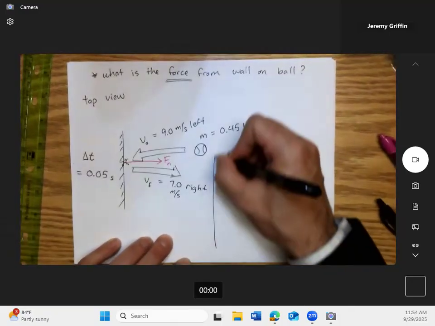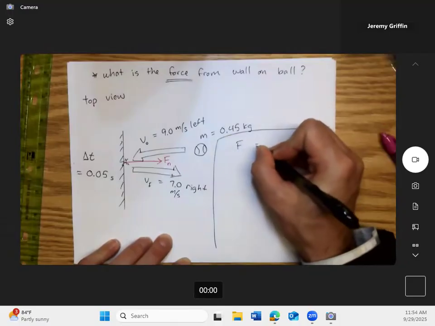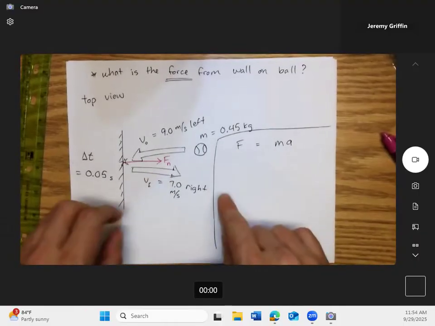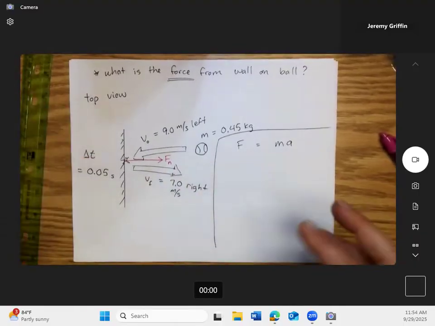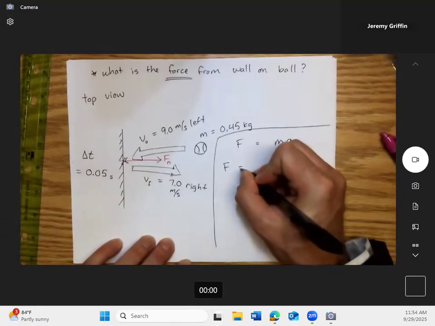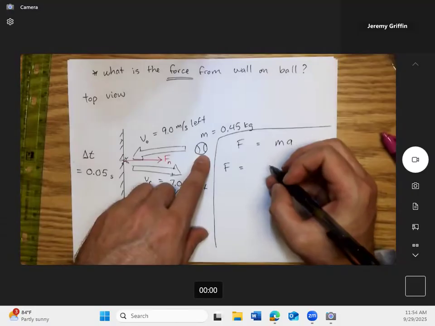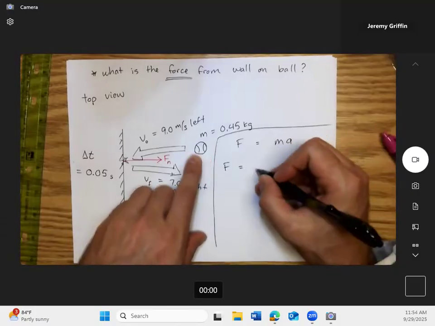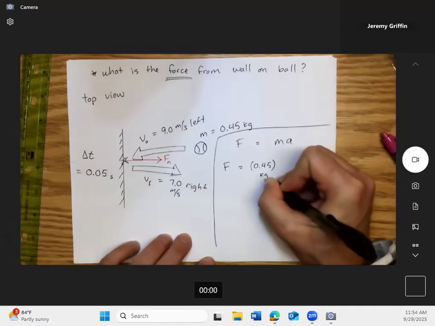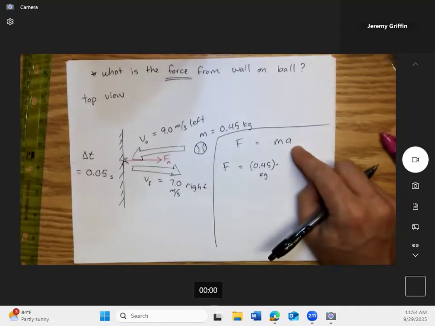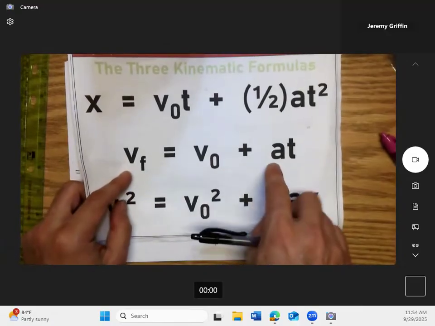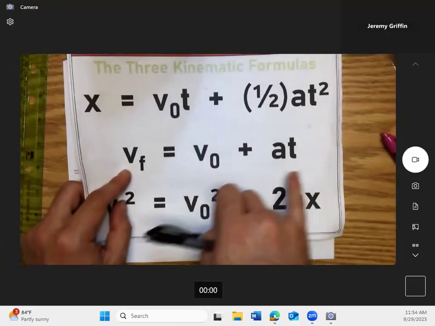If I just jump straight to that, F equals ma. Maybe it's this normal force right here. It could also be the net force. That's why this is a top view, because we're not considering the weight of the ball, just the mass. So the mass of the ball could be 0.45 kilograms. Now acceleration. If you take this kinematic formula and rearrange it for acceleration, wouldn't that be change in velocity over time interval?